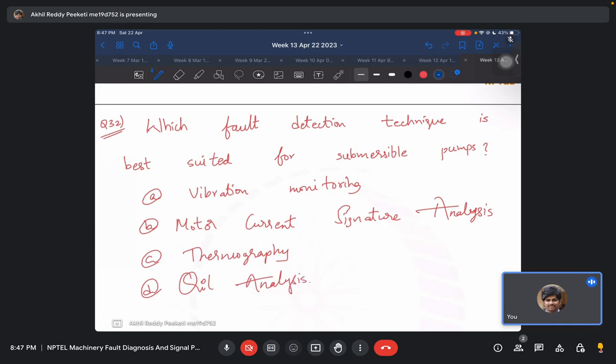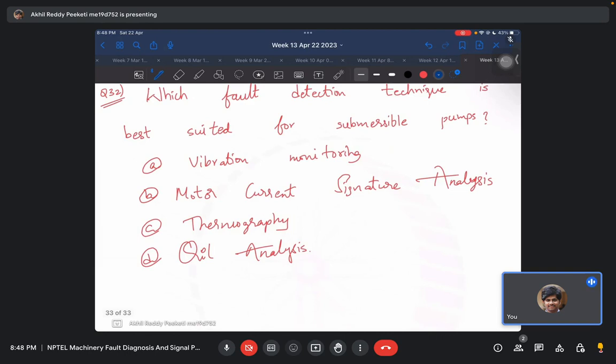Which fault detection technique is best suitable for the submersible pumps? Vibration monitoring, motor current signature analysis, oil analysis. To do the vibration monitoring, you need accelerometers and sensors, so keeping them in a submersible situation is not ideal. Thermography is not useful because the oil or the water can take away the temperature based on convection. So thermography won't be suitable. Because it's submersible, oil analysis might also not be a great idea.